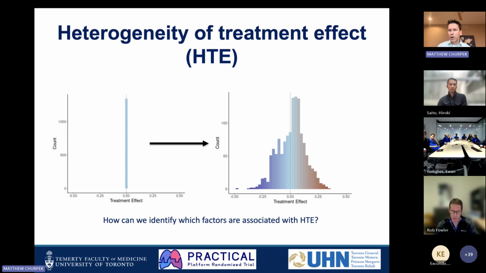And so this concept is known as heterogeneity of treatment effect. And so what are the different methods then we can use to identify factors such as age or comorbidities, et cetera, that are associated with HTE?